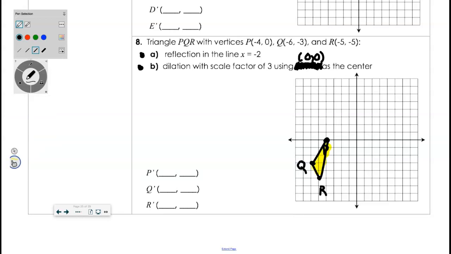Just to keep the vocabulary going, that's called the pre-image. It's before the move. All right, our first thing is a reflection over x equals -2. So if Alyssa goes to her note card and says there's no rule for that, I'd say that's because there isn't one really. What do we do for a reflection in the line x equals -2?